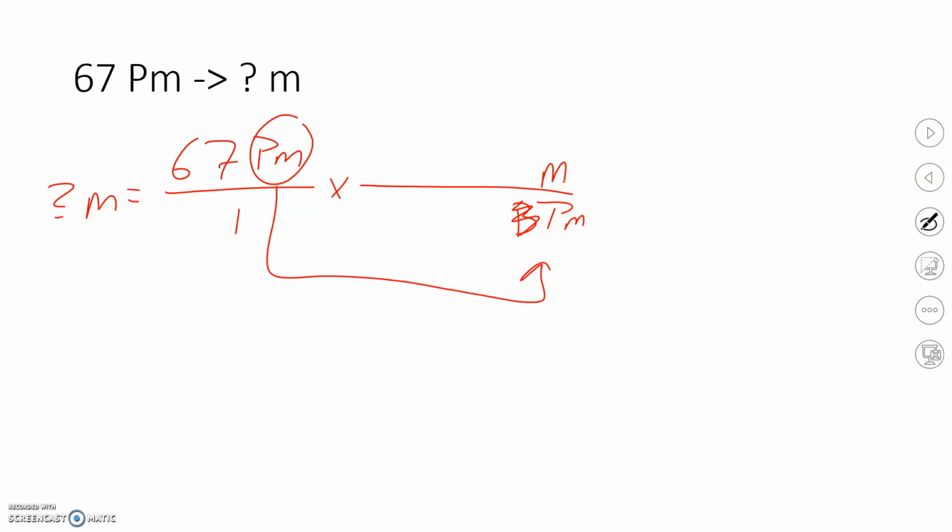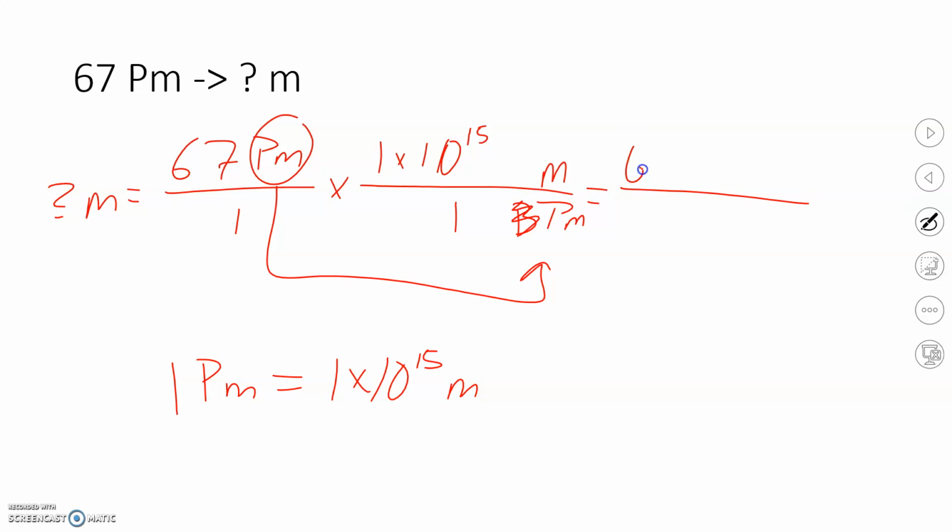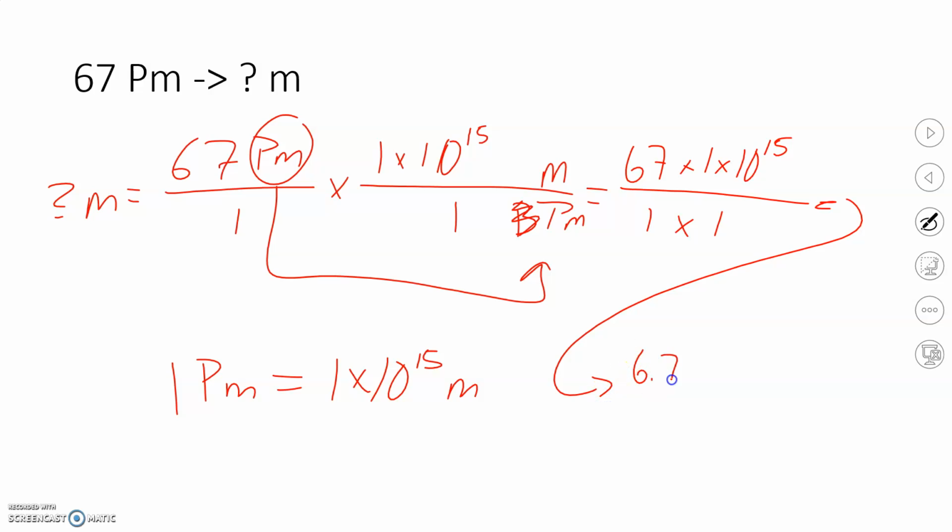When we look at our metric chart, we know that 1 Pm equals 1 times 10 to the 15th m. So that means 1 goes here, and 1 times 10 to the 15th goes there. And then when you go through to do your math for this, you get 67 times by 1 times by 10 to the 15th all over 1 times 1, which is going to equal 6.7 times 10 to the 16th. And then we're dealing with meters. Look back at the beginning of the problem. So there is that very, very quickly.